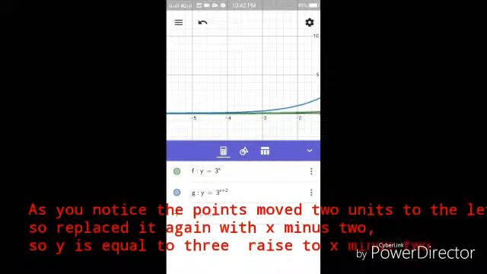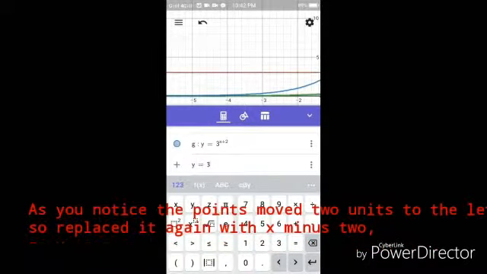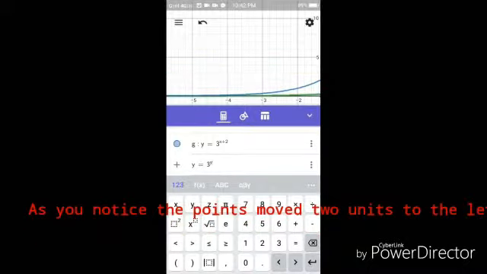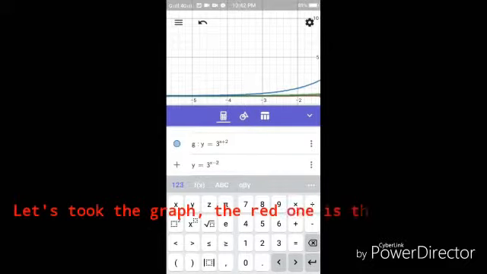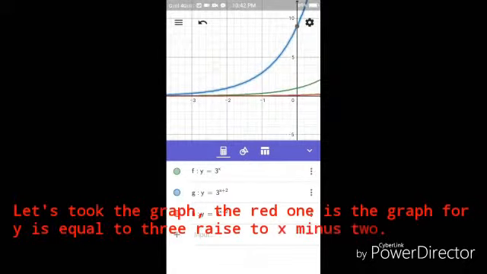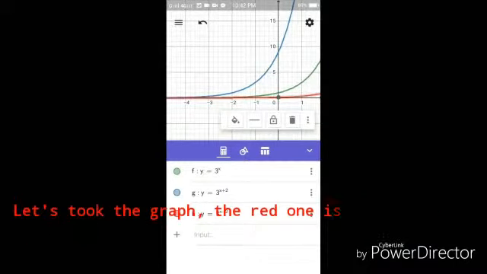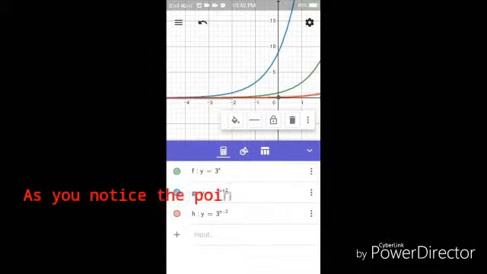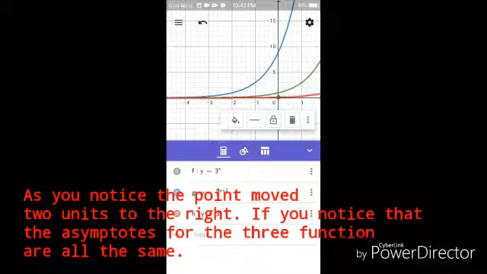So let's replace it again with x minus 2. So y is equal to 3 raised to x minus 2. Let's look at the graph. So the red one is the graph for y is equal to 3 raised to x minus 2. As you notice, the points moved 2 units to the right.